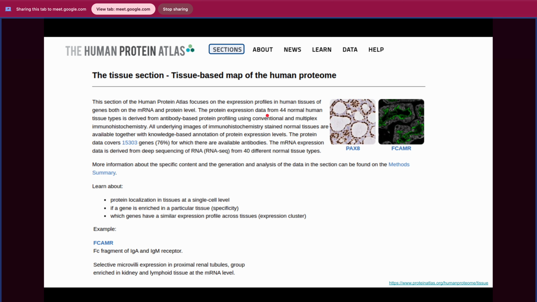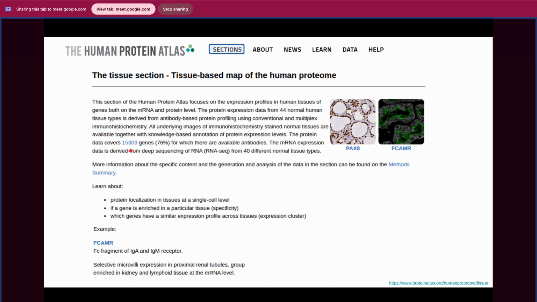This particular tissue section contains information on 44 normal human tissues, derived from antibody-based protein profiling using immunohistochemistry. So in antibody-based profiling, immunohistochemistry is used, and additionally other protein-based assays are also used. In this, they are only telling about it. And they've also mentioned how many genes are present.